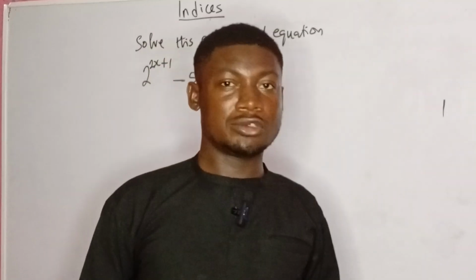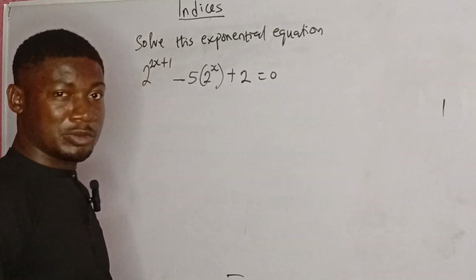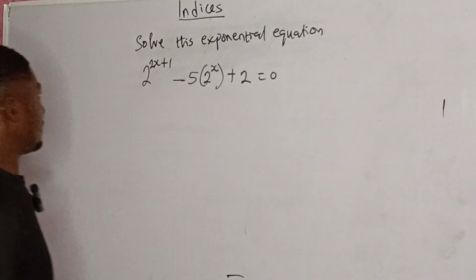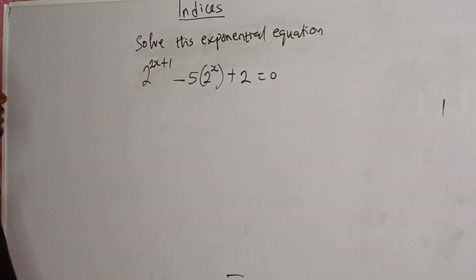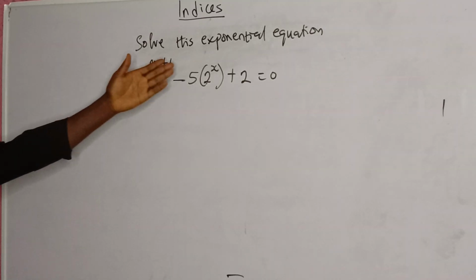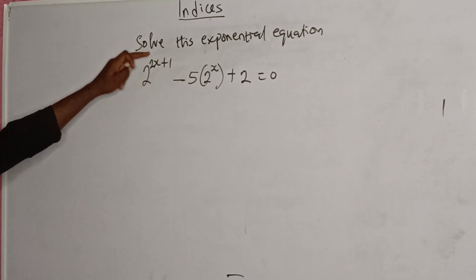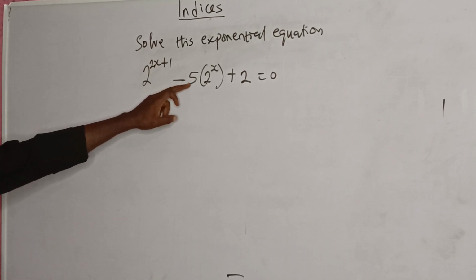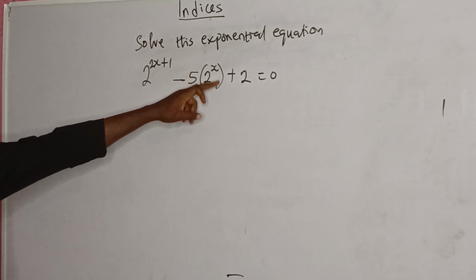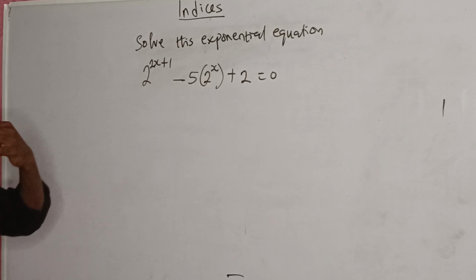We are here today to look at this particular topic. This is indices, and this is exponential equation. We are going to solve it. Look at the steps on how you are going to do it. The equation is: solve this exponential equation, which says 2 power 2x plus 1, minus 5 open bracket 2 power x close bracket, plus 2 equals to 0.